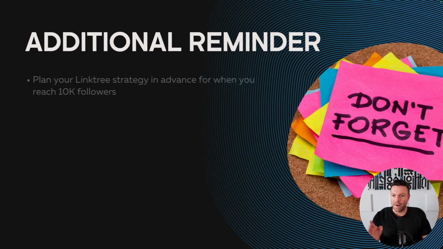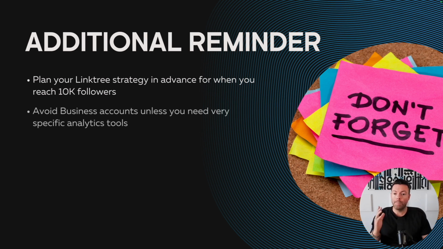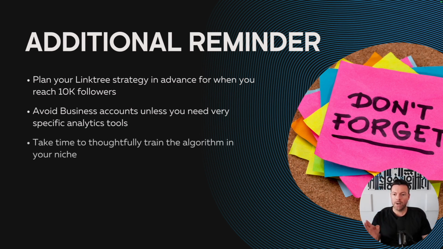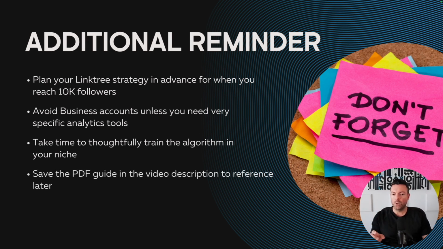All right, additional reminder here, plan your Linktree strategy in advance for when you reach 10,000 followers, okay? What that's going to actually look like. You want to map and plan that out. Avoid business accounts unless you need very specific analytic tools, which I don't think is necessary, but take the time to thoughtfully train the algorithm in your niche as well with that main feed, and save the PDF guide below in this video description for reference later on, okay?